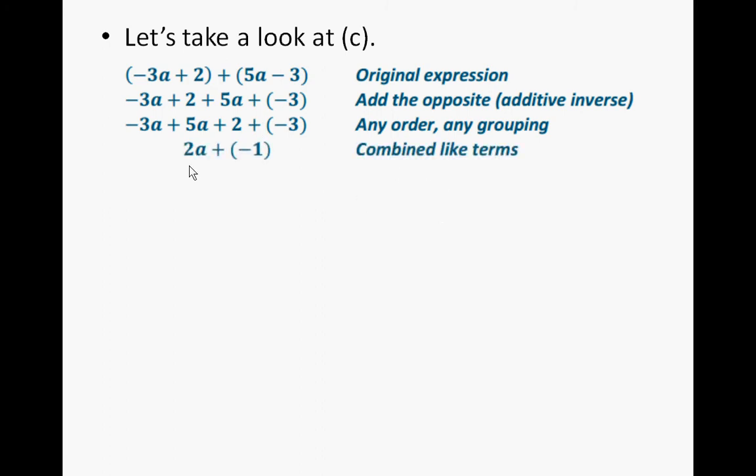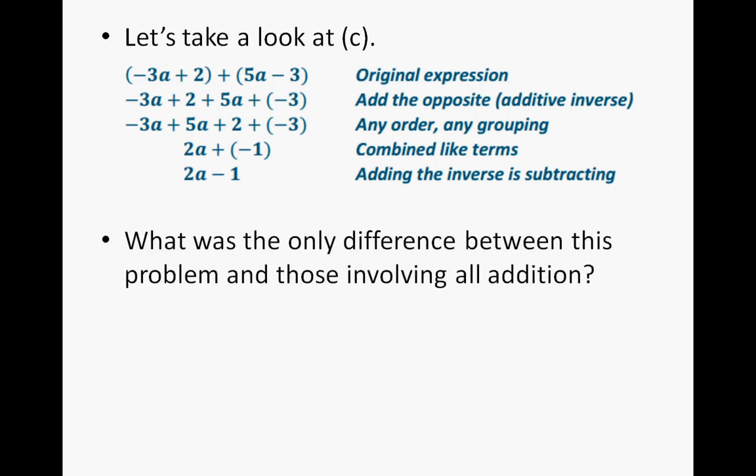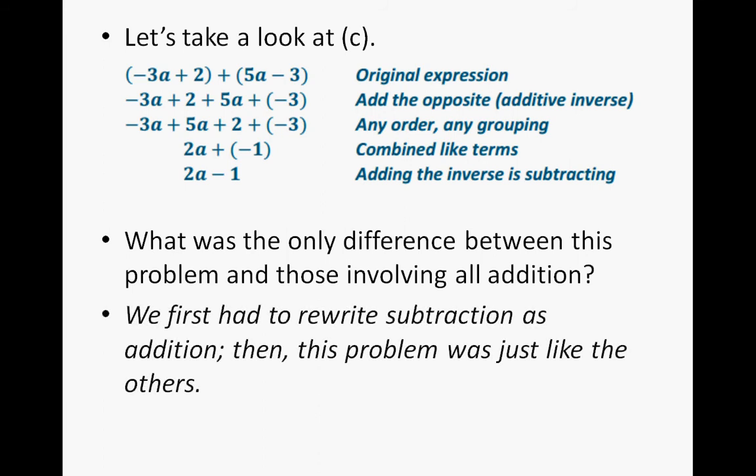So once we do that, combining like terms, we get 2a plus a negative 1. And last, we know that plus a negative 1 can be written as 2a minus 1 because adding the inverse is also known as subtracting. So what was the only difference between this problem and those involving all addition? Well, first we had to rewrite subtraction as addition. Then the problem was just like everything else that we've done.